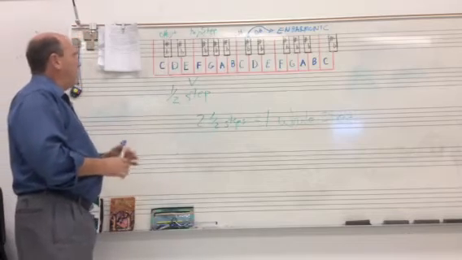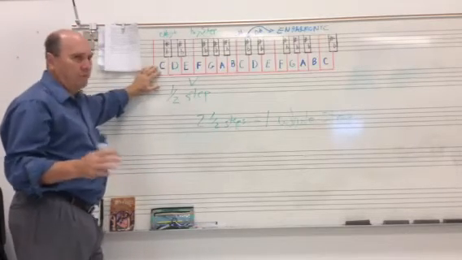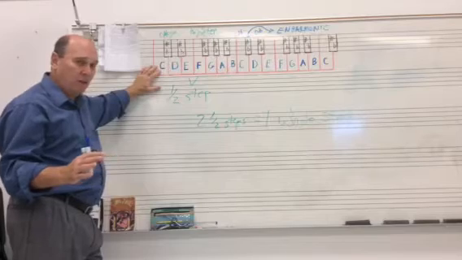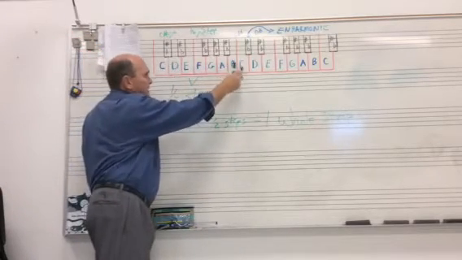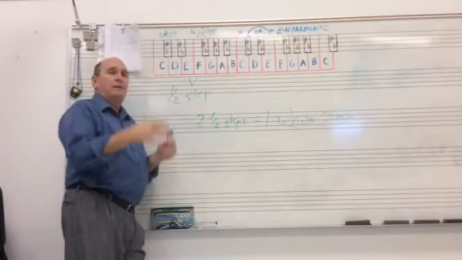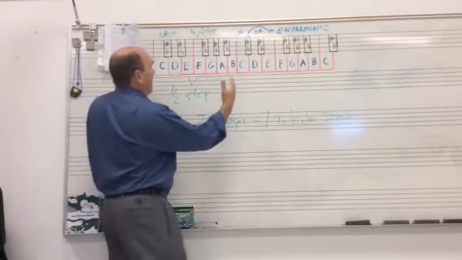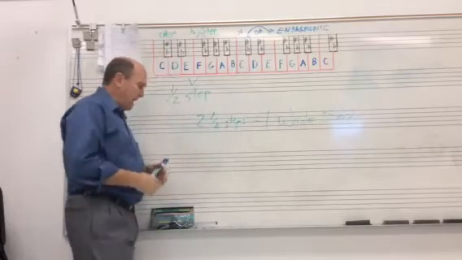And that's kind of what we're going to look at, because if we look at the white keys alone, if we just start on C and go C, D, E, F, G, A, B, C, what we're going to have is the C major scale.